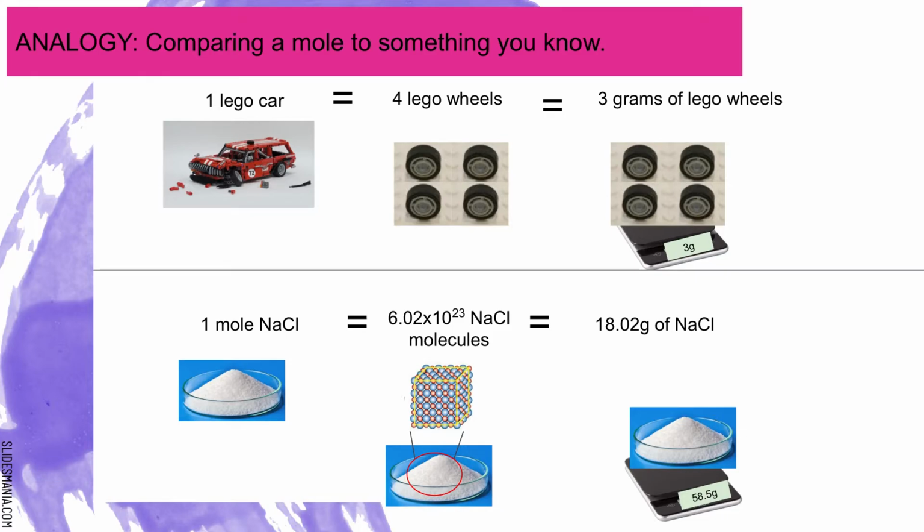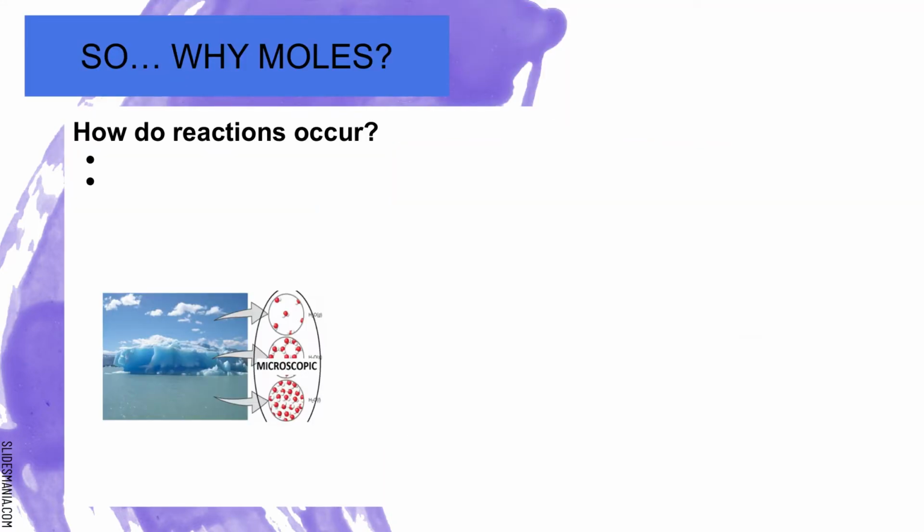Also here, 1 mole of NaCl, so table salt, is 6.02 times 10 to the 23rd sodium chloride molecules, which is equal to, let me change this, it is not equal to that. It is actually equal to 58.43 grams of sodium chloride. So 1 mole of sodium chloride is 6.02 times 10 to the 23rd sodium chloride molecules, and it has a mass of 58.43 grams.